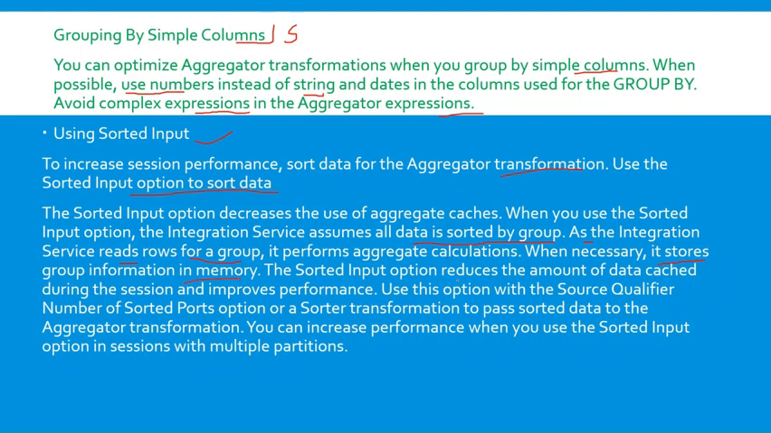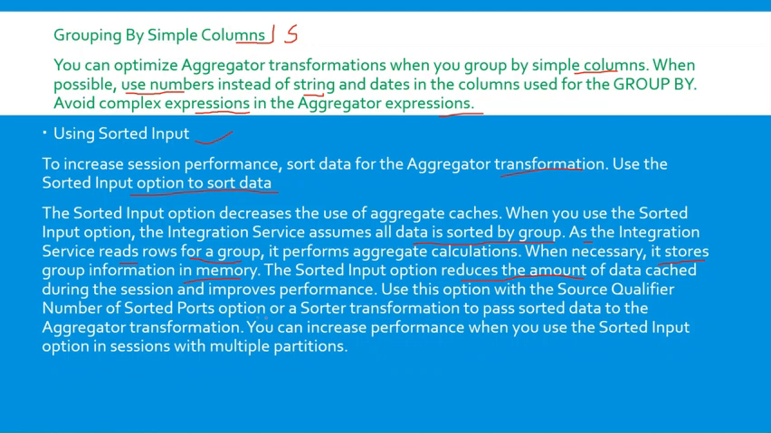The sorted input option reduces the amount of data cached during the session and improves performance, because unnecessarily they are not going to create the cache. If you're not creating unnecessary cache, then it will improve our session performance. That's what we always guide everyone with in the ETL guide: whenever a transformation is required, keep in mind what is required before and after it. Otherwise your performance will degrade.